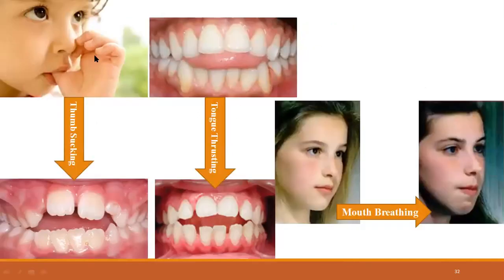So these are the thumb sucking habits. They may lead to open bite conditions. Tongue thrusting habits also lead to open bite conditions. Mouth breathing habits may lead to long face syndrome.